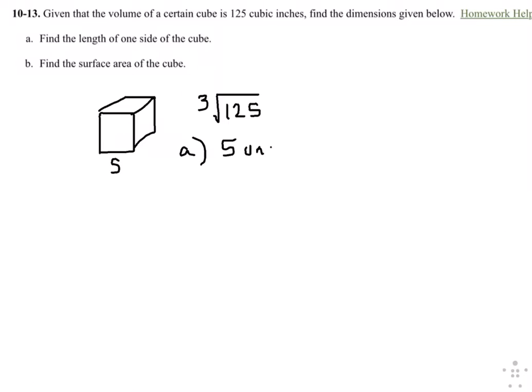Oh, cubic inches, they tell us what it is. So it's 5 inches. So that's A. And B says find the surface area of the cube.